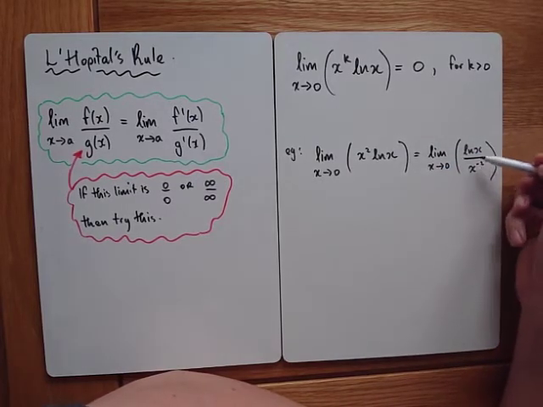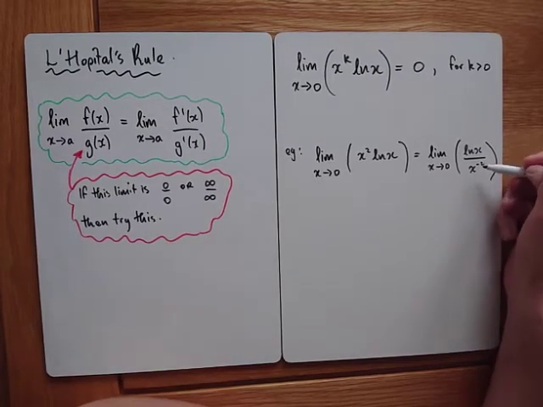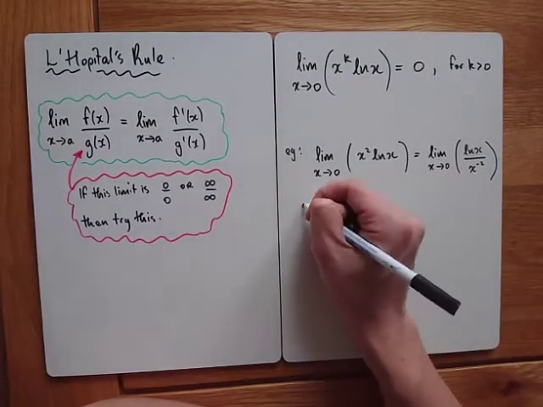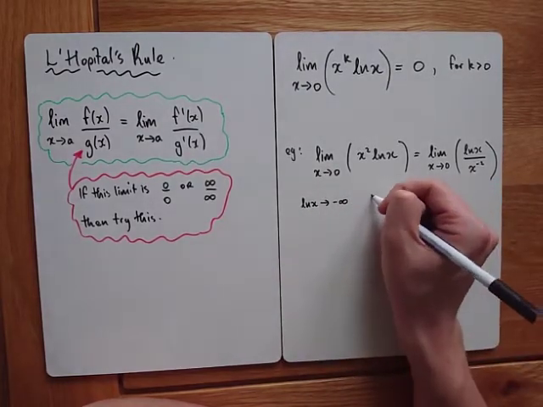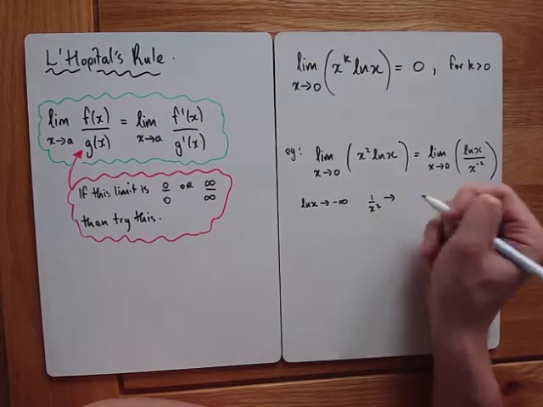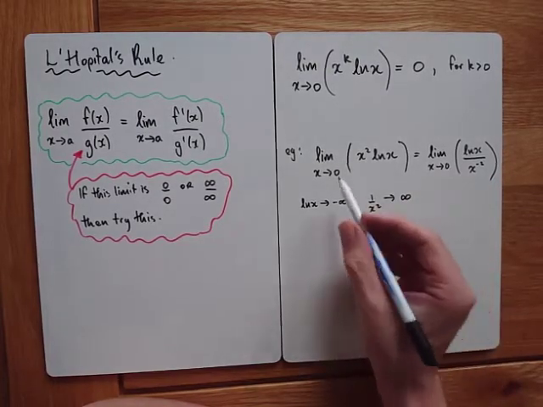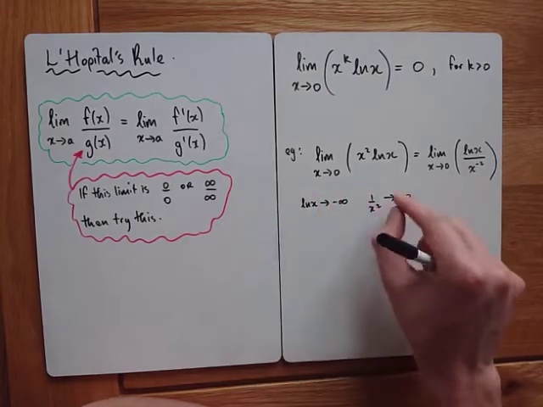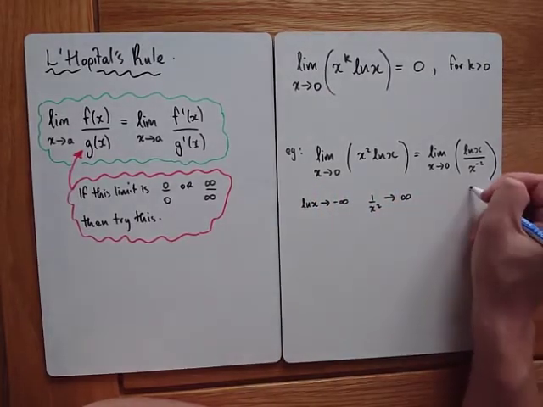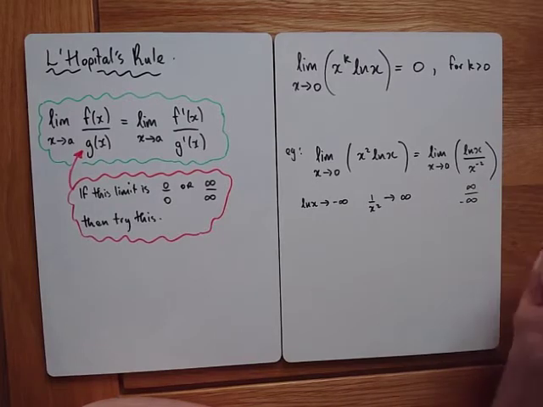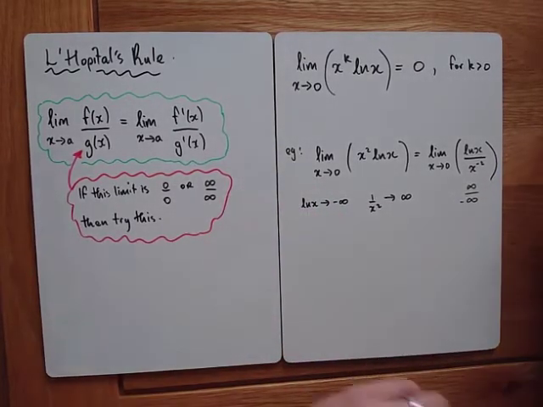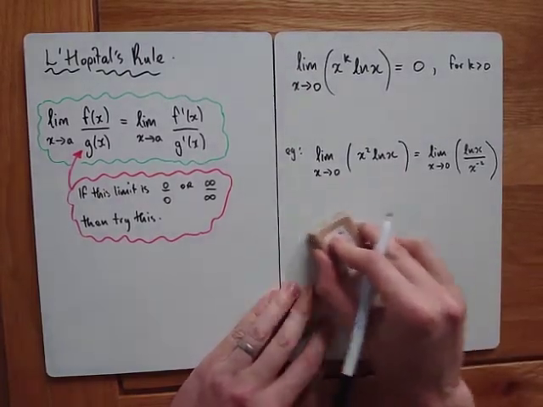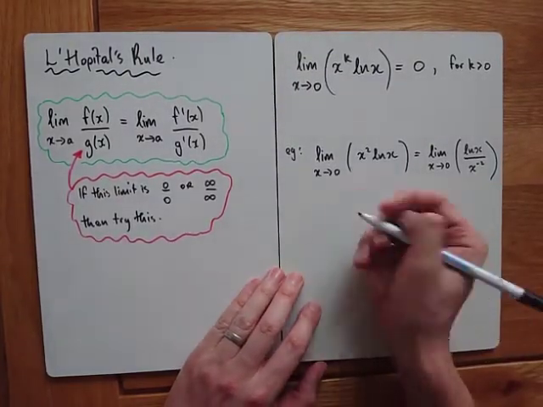But now the beauty of this is we've got a fraction, and we've got infinity divided by infinity. If you think about it, as x tends to 0, ln x tends towards minus infinity, and 1 over x squared tends towards infinity. As x gets smaller, this would tend towards infinity. So we've got a form that would allow us to use L'Hopital's rule. Okay, so let's differentiate and see what happens.